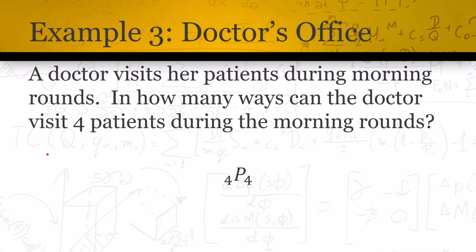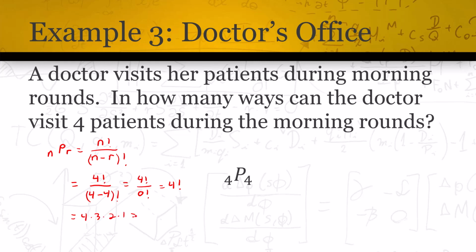Now remember, nPr is going to be N factorial divided by N minus R factorial. In this case, it is going to be 4 factorial divided by 4 minus 4 factorial, which is nothing more than 4 factorial divided by 0 factorial, which is just simply 4 factorial, which is 4 times 3 times 2 times 1, or 24 ways. There's actually 24 ways to do this.